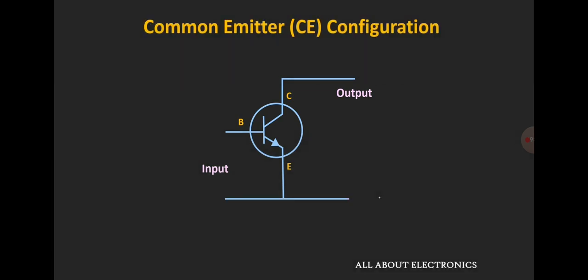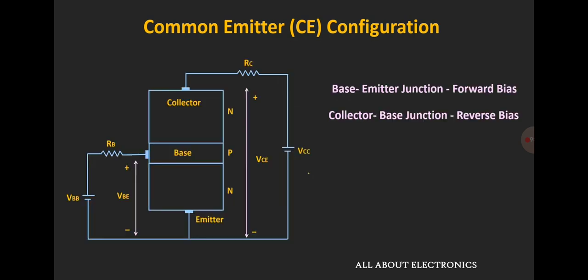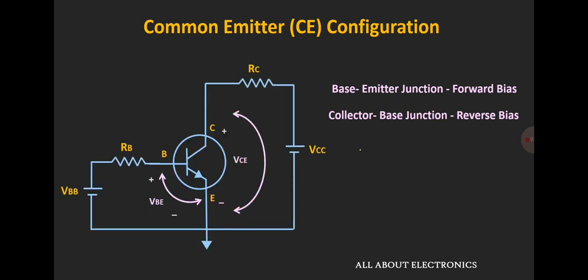In this configuration, the emitter terminal is common between the input and the output side. That means the input is applied between the base and the emitter terminal, and the output is measured between the collector and the emitter terminal. To use the BJT as an amplifier, the base emitter junction is forward biased while the collector base junction is reverse biased. Schematically, it can be represented like this.